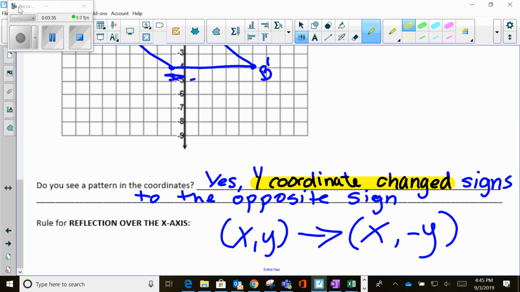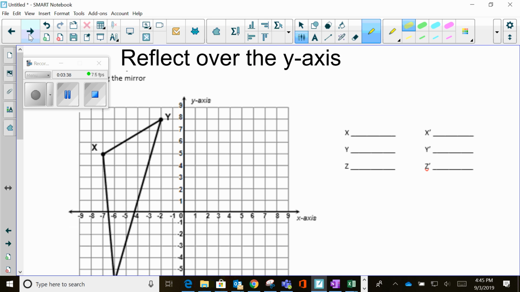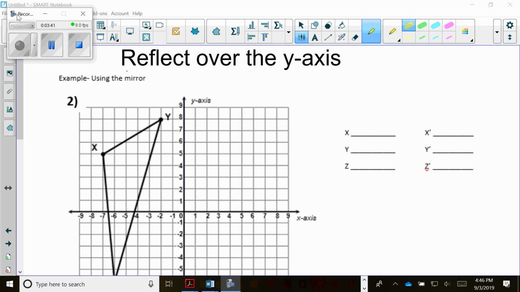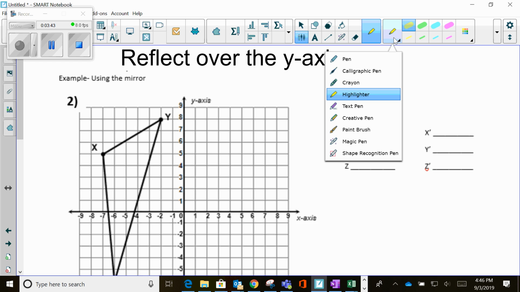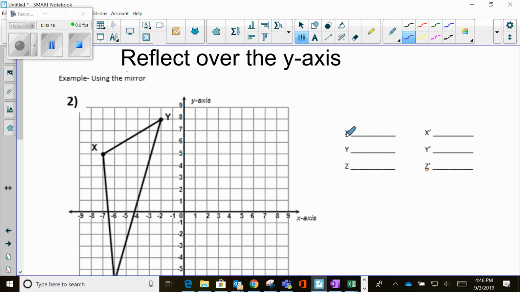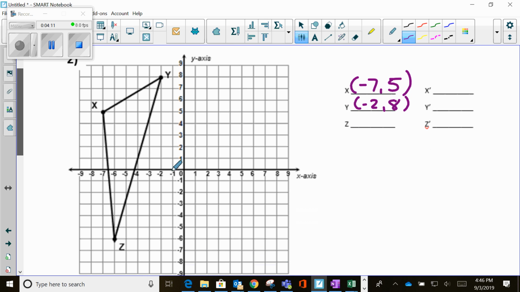Now let's see what happens when we reflect over the y-axis. So first we need to identify our original points. If I'm finding point X, I'm going to go 7 units in the negative direction and 5 units up. So -7, 5 is going to be my first x value. For Y, I go back to the origin. I'm going to go over to -2, up +8. And the last point, I'm going to go over -6, down -6.